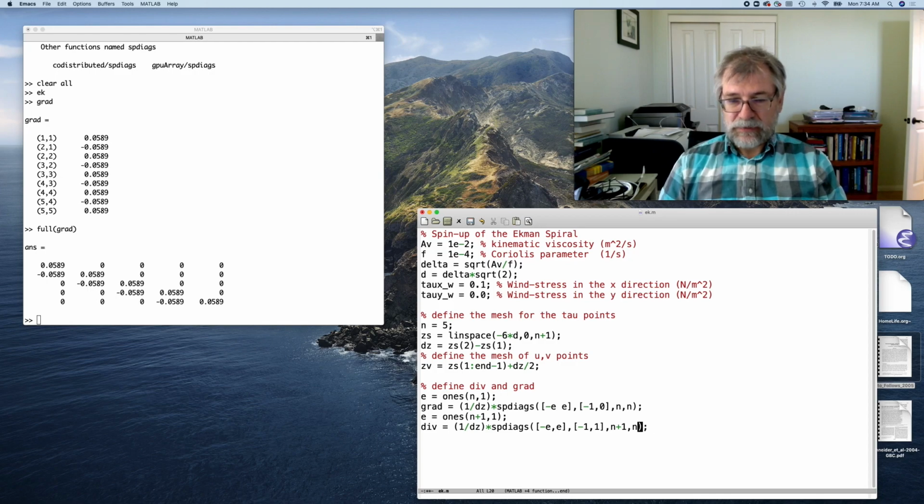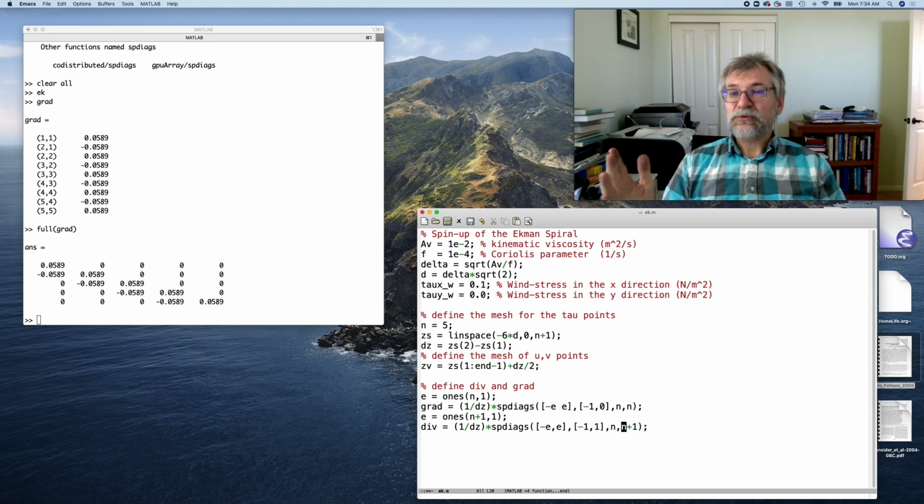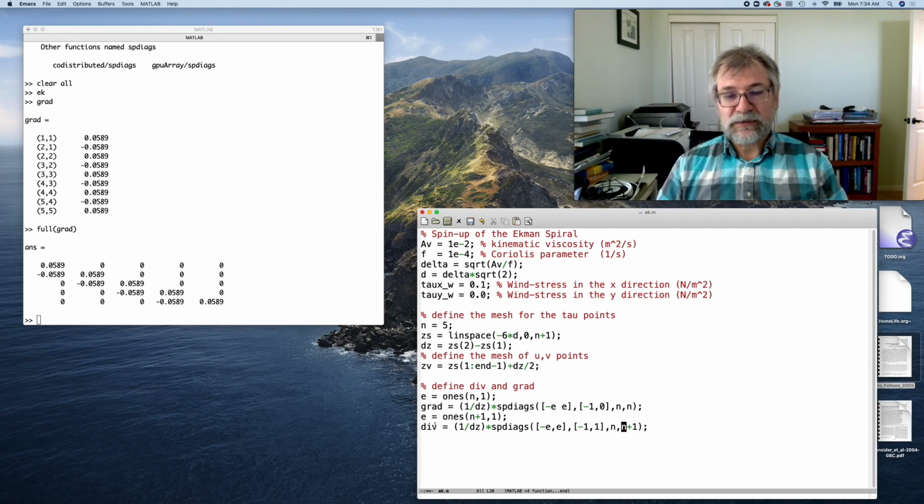No, the other way around. N plus 1 comma n. So we have n plus 1 columns because we will have n plus 1 stresses. We'll have 6 stresses because we're going to include the wind stress in the vector that the divergence operates on. Alright, so let's look at what we get.